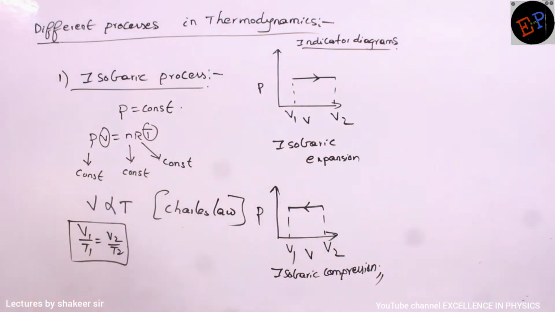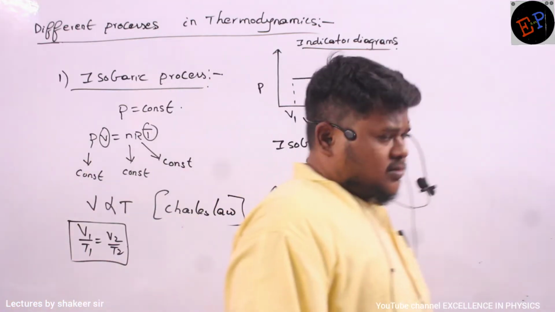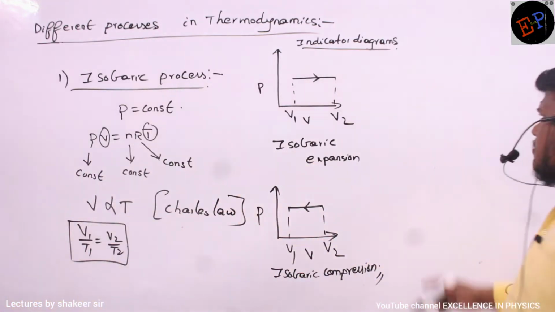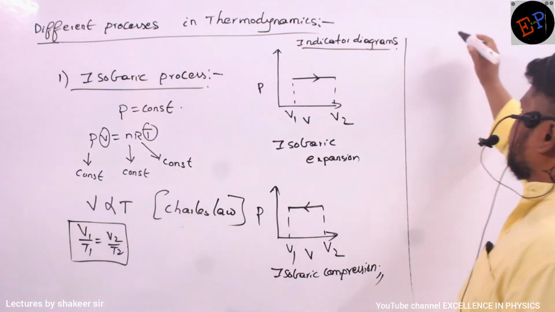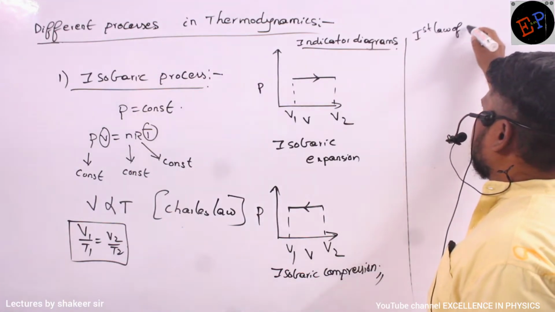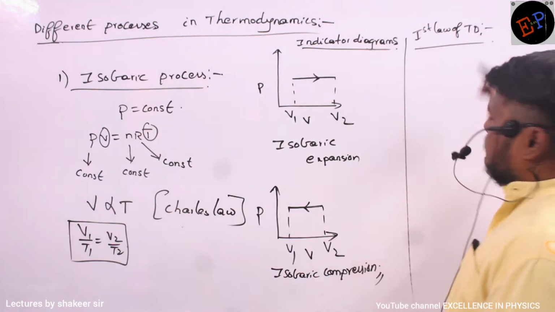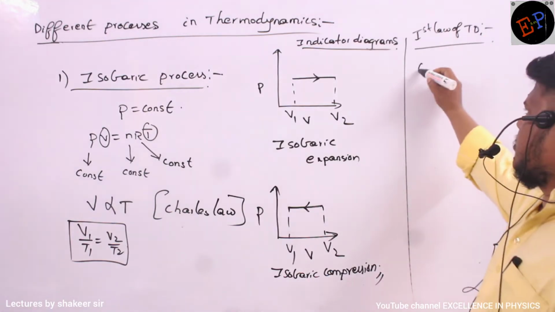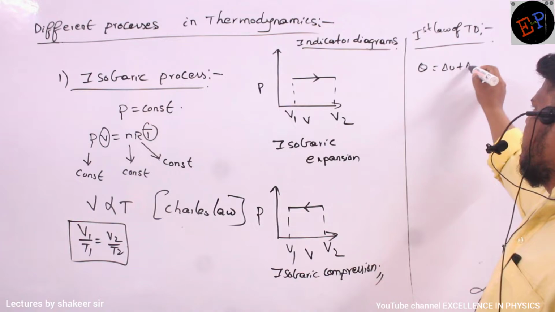Are you able to understand? Clear? So now if I study the first law of thermodynamics, see ma'am. What is the first law of thermodynamics in physics? Q is equal to delta U plus delta W.